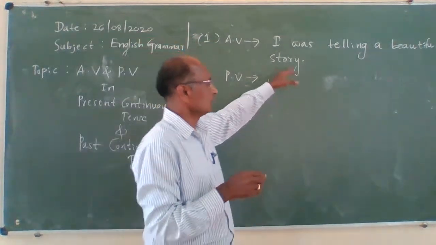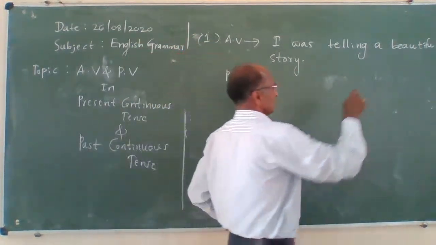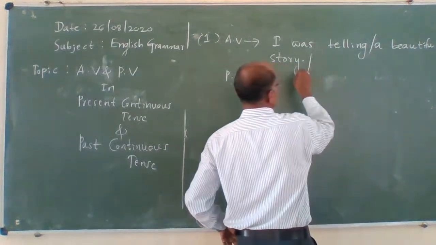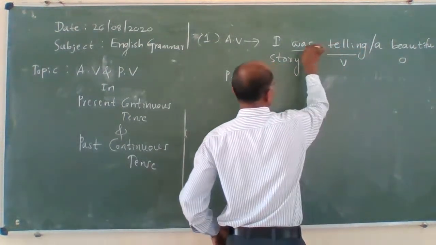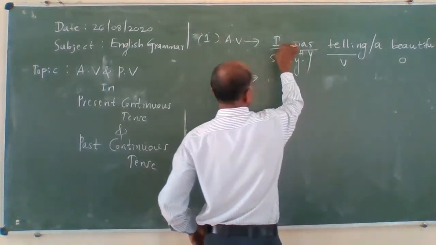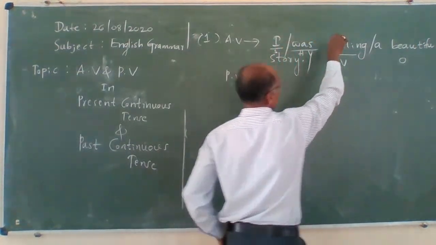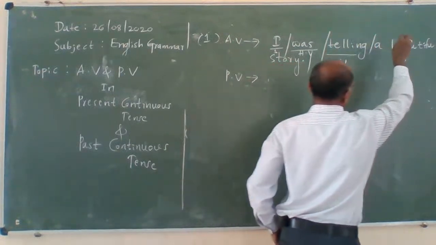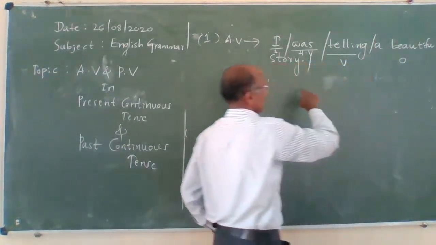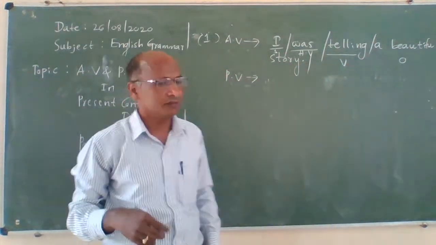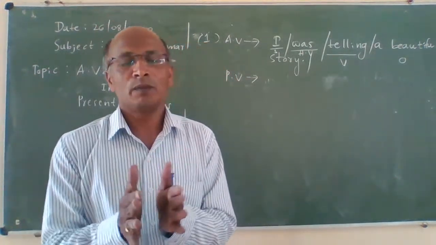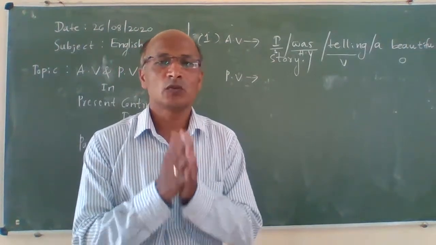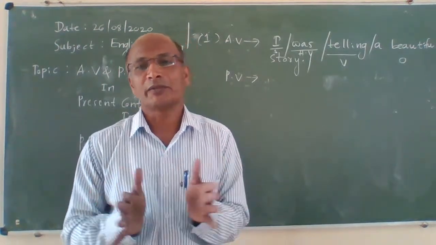See, here a beautiful story is the object. Telling is the verb. Was is the helping verb. I is the subject. See, this is an example for past continuous tense. This is only active voice, but not passive voice.